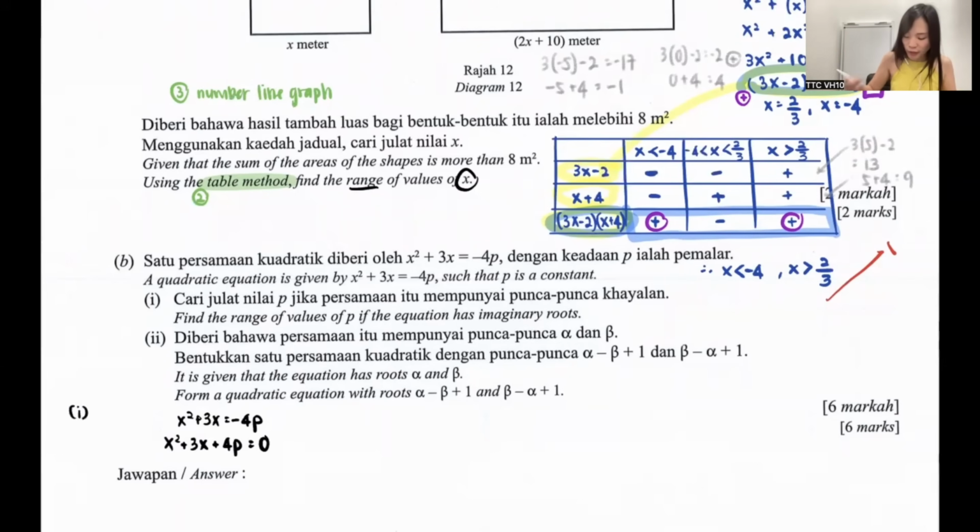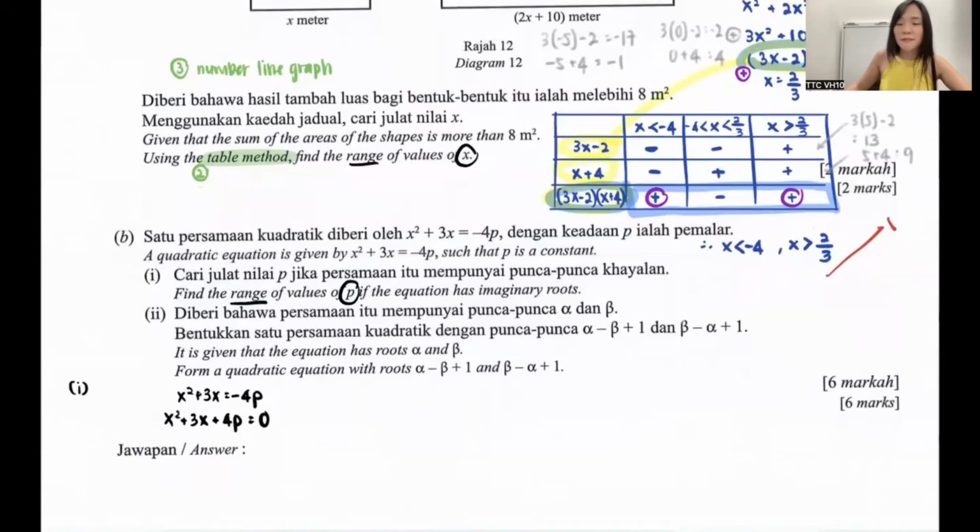Now, let's start from the first one. They say, find the range of values of p. I repeat again, range, that means your answer should have a bigger or smaller sign. They say, if the equation has imaginary roots. Okay, my dear, the keyword is what? Imaginary roots. I hope you guys all know imaginary roots. That means, is it a real answer? No. That means you have a fake answer. Fake answer, that means what? No real roots. This one actually has the same meaning as no real roots.